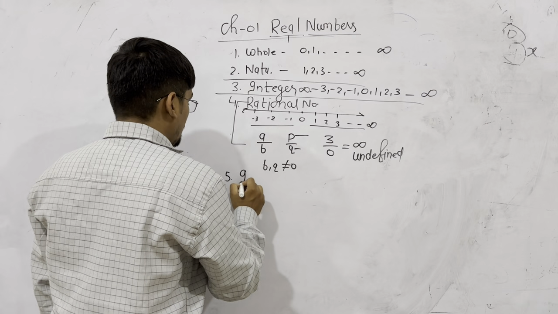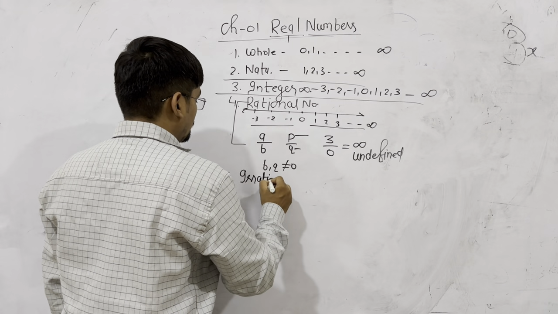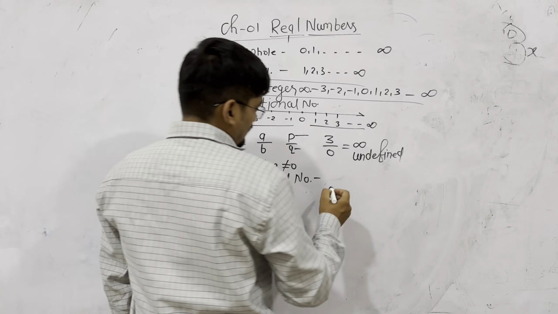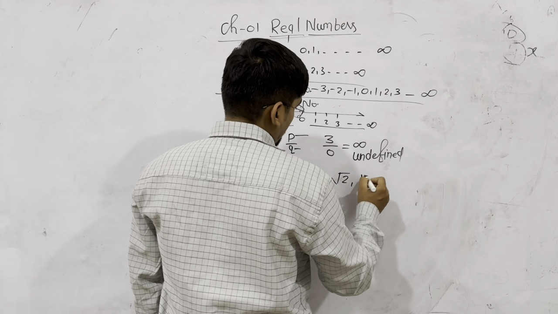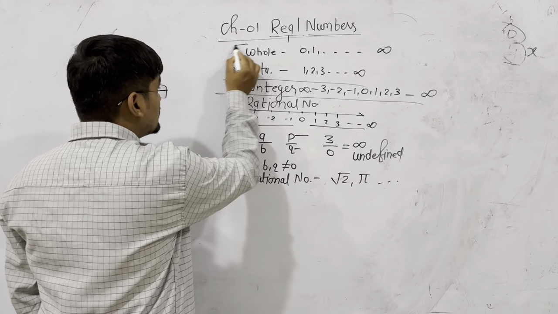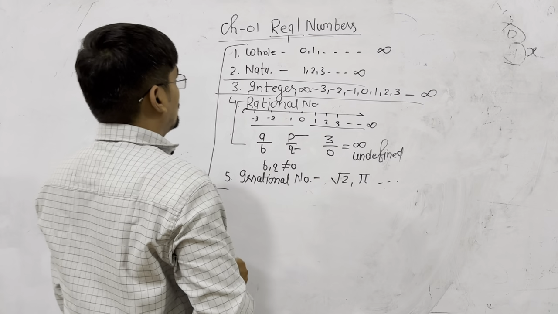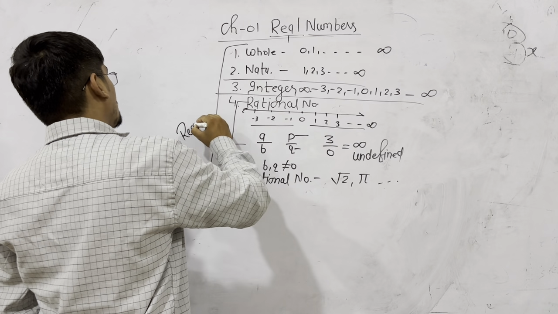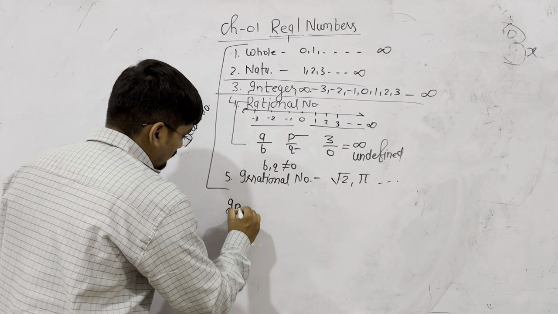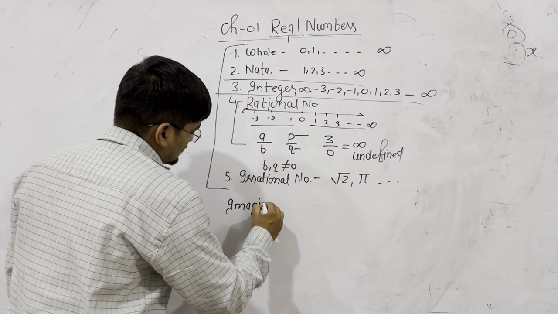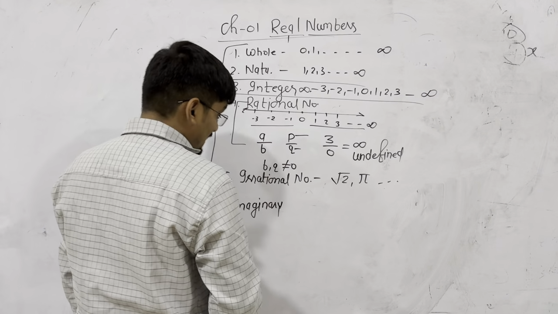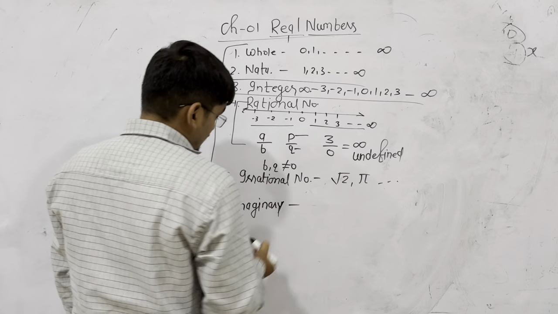Next we have irrational numbers. Numbers like square root of 2, pi, such numbers are known as irrational numbers. All these numbers can be represented on the number line. That's why we call them real numbers. Here we have imaginary numbers. You don't have that in your class 10 CBSE mathematics syllabus, but you have it in your class 11th mathematics chapter 1, complex numbers.